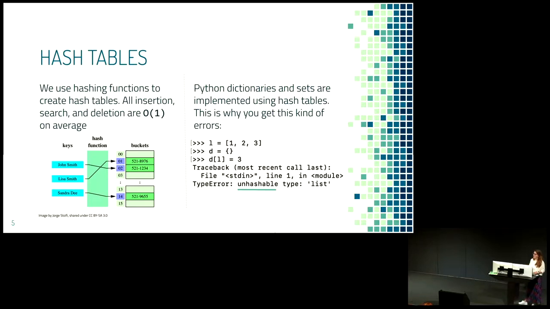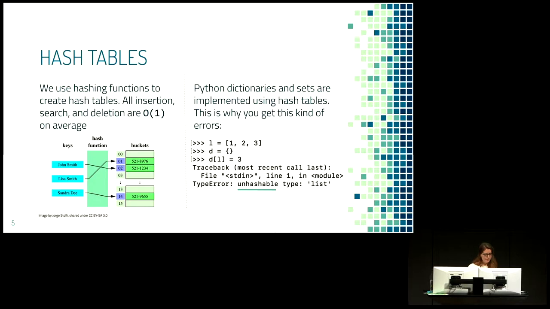And the beauty of them is that they are very efficient. Most of the things you want to do with them are doable in constant time. And this is why Python dictionaries and also Python sets are implemented using hash tables. And here we have an example of something that is quite puzzling when you just start coding. I create my list, I try to add it as a key to a dictionary, and it says TypeError: unhashable type: 'list'. And this is because we have this data structure behind as the main engine for dictionaries.